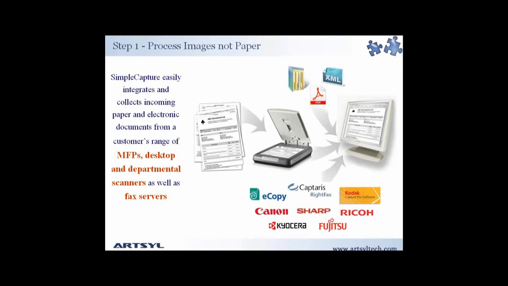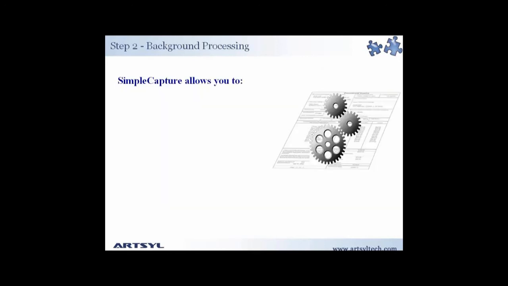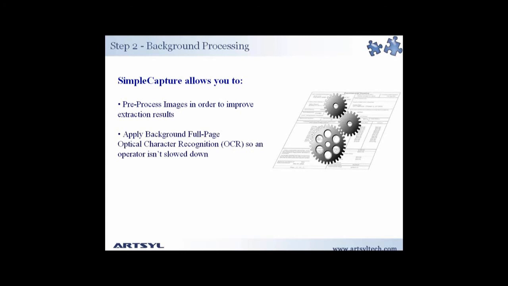We prefer that we process it in a digital format, so we take it in as a TIFF, a PDF, a JPEG, a bitmap, or a PNG. We go ahead and apply the OCR process, and we process it through the system. Now, I mentioned OCR. SimpleCapture allows you to OCR documents. Before you OCR it, you may want to actually do some image processing. So we have the ability to pre-process images in order to improve the extraction process.